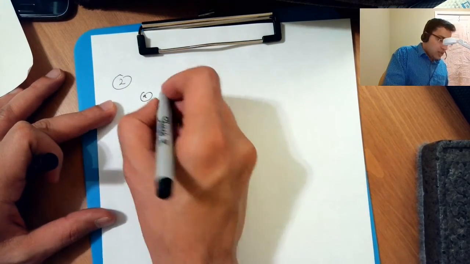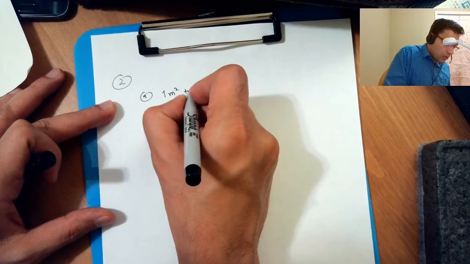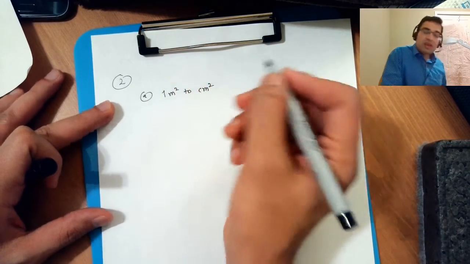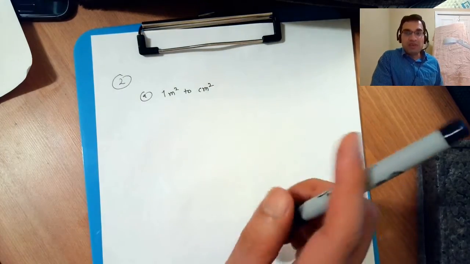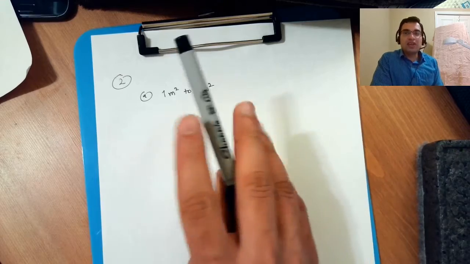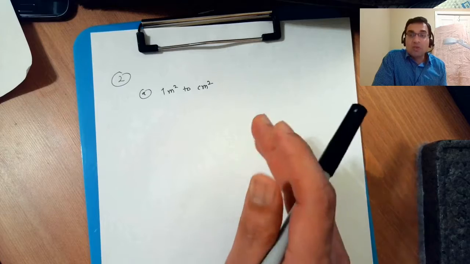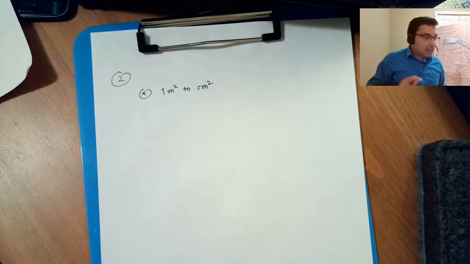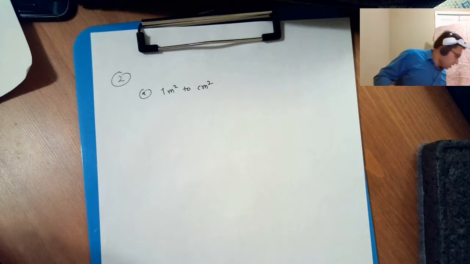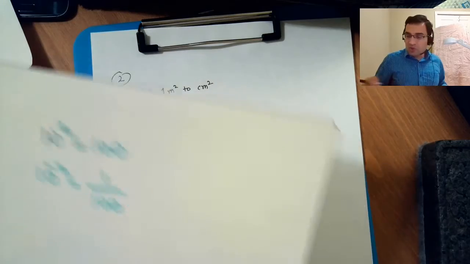First one is convert 1 meter square to centimeters squared. Now, do you remember what I taught in the previous video? How do you actually convert this? The trick to doing unit conversion is to multiply by the correct factor, and the factor needs to be 1. Okay, so I'm going to show you quickly how that works.